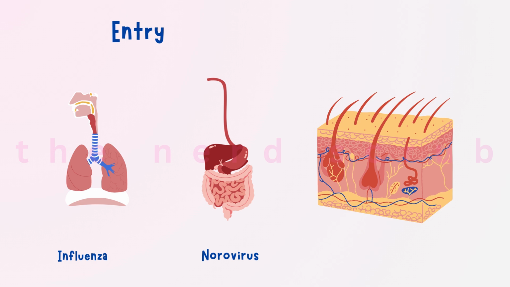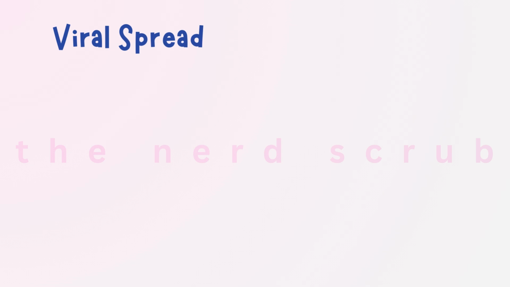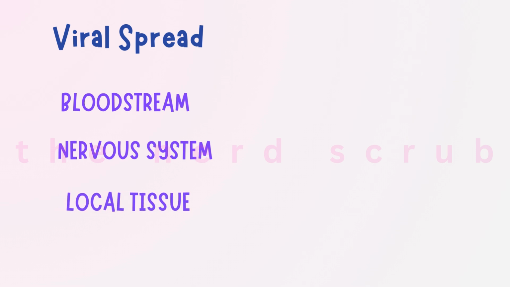Once the virus is inside, it can spread to other tissues and organs, and this spread can occur through the bloodstream, nervous system, or local tissue invasion. For instance, the hepatitis virus specifically targets the liver cells, while the rabies virus spreads through the nervous system.